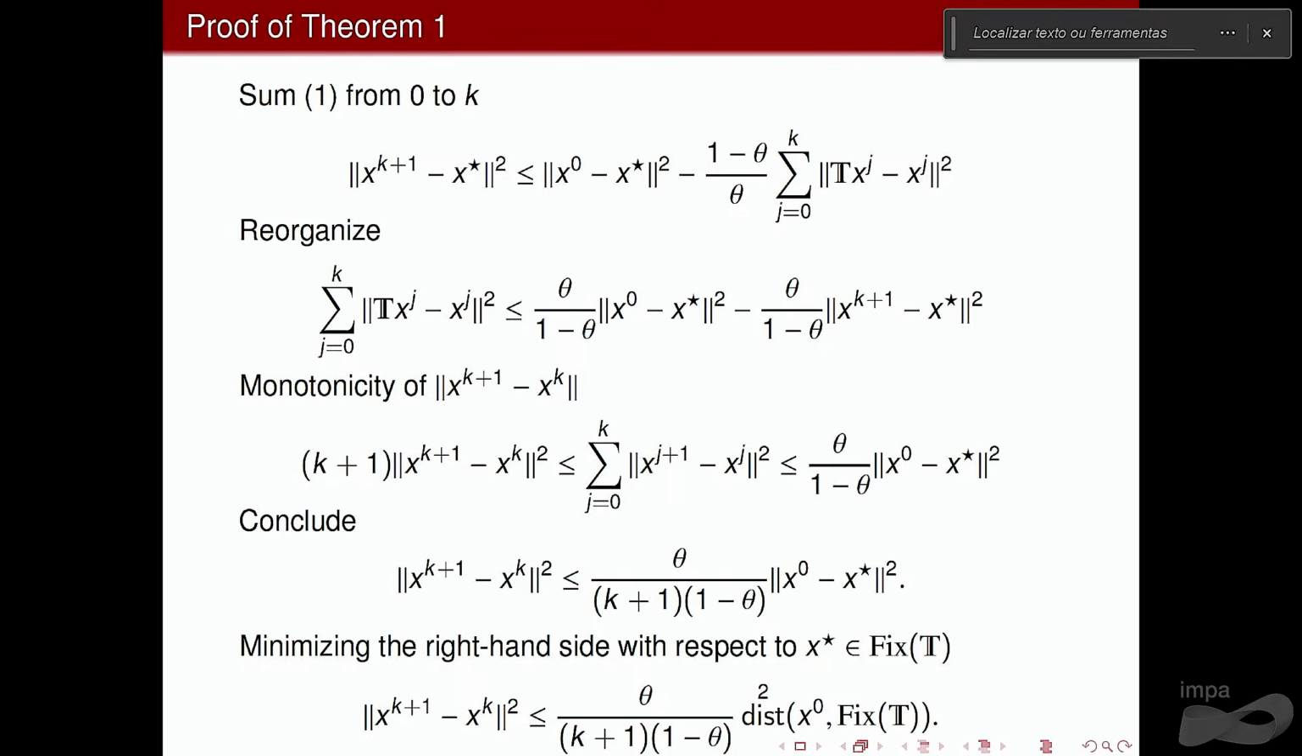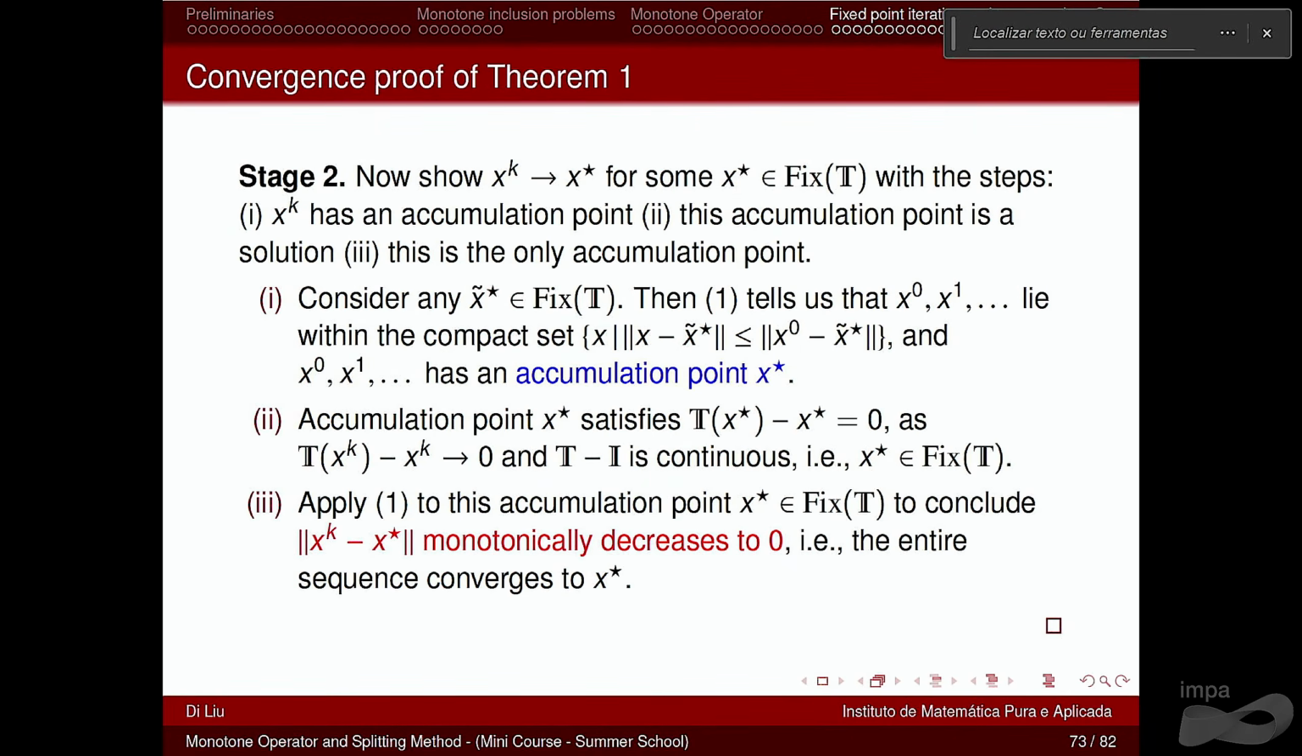So after that, we just analyze how we can conclude the whole sequence converges to x*, which is a fixed point. First, by the boundedness of the sequence, we have an accumulation point, and then we see the accumulation point is a fixed point, and then we use the inequality again to see that the whole sequence converges to x*.